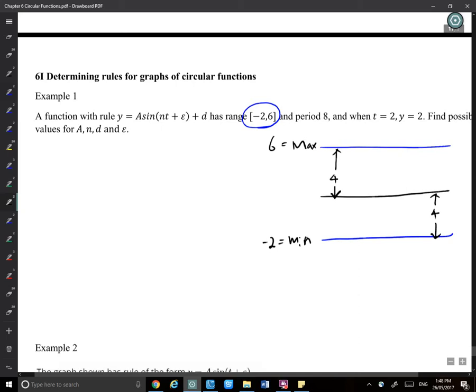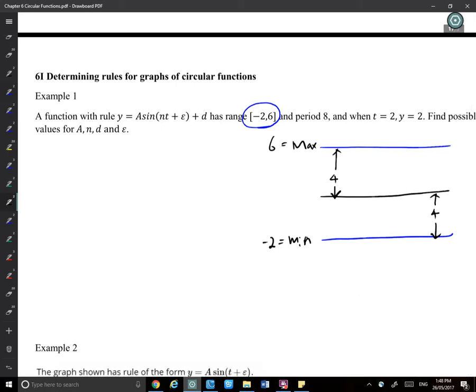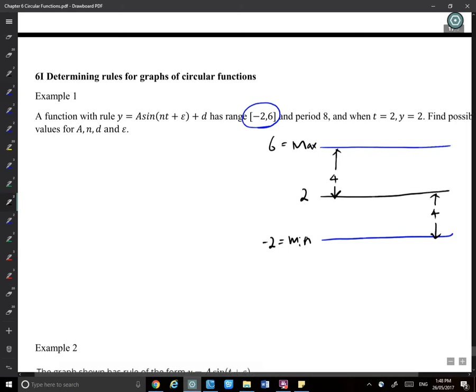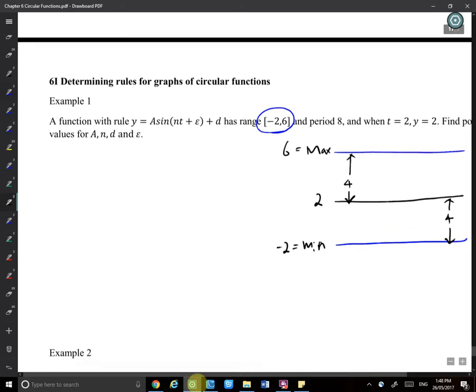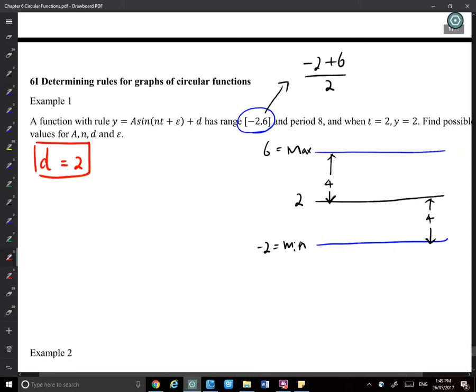6 go down by 4. What do you have? 2. The middle is 2. Or you can use the midpoint formula, -2 plus 6 divided by 2, and you have 2 as well. So the first thing you know is D must be 2.